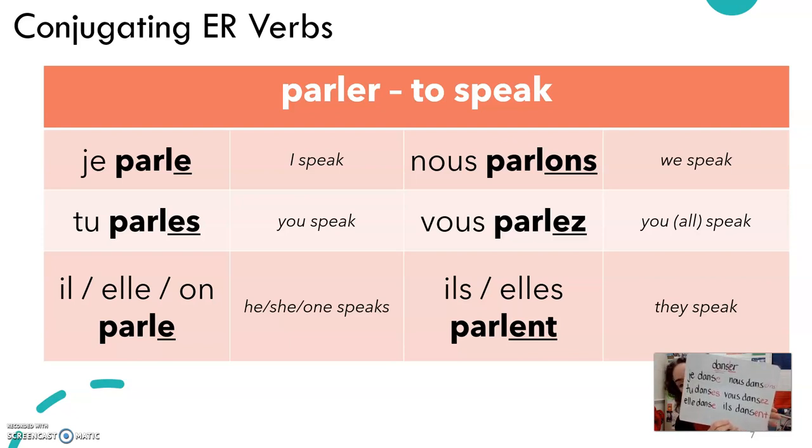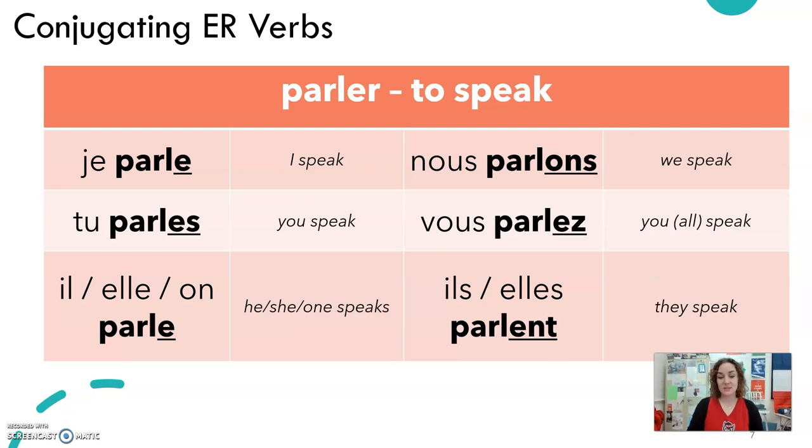These are the endings we need to memorize. E, E-S, E, O-N-S, E-Z, E-N-T. Then we add E, E-S, E, O-N-S, E-Z, E-N-T to whatever infinitive you've been given. And the idea is that any regular ER verb, voila, you know how to conjugate it. You just follow this pattern that we've seen.